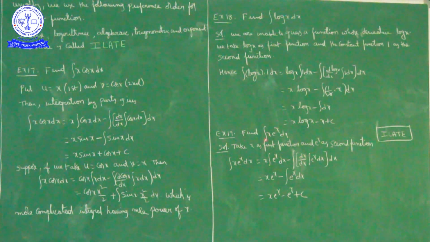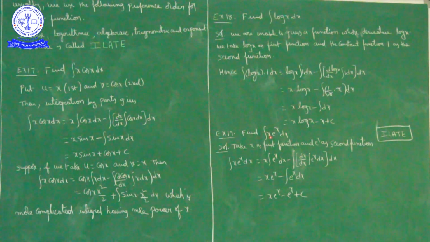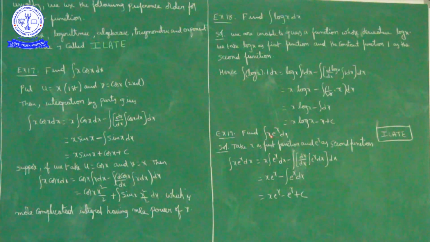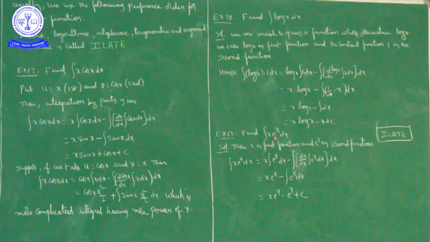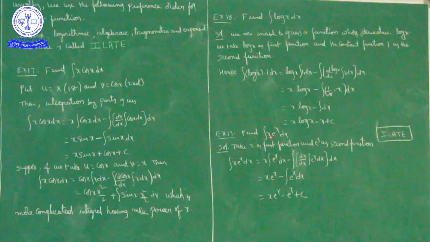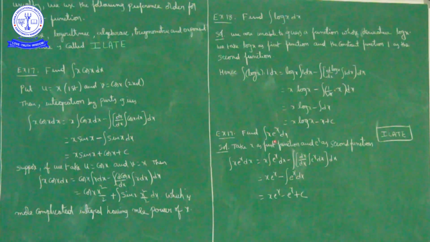Find integral of x into e power x dx. Here if you observe, it is a product of two functions, one is an algebraic function, one is an exponential function. We know integration of x. We also know integration of e power x. Both are directly integrable functions.